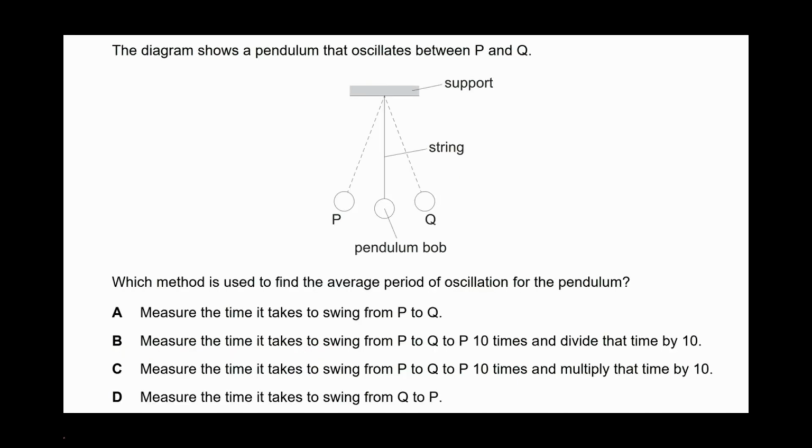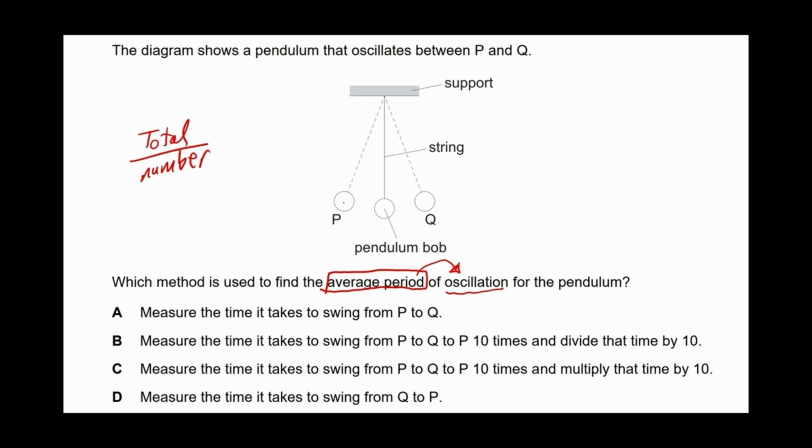Now, to measure the time interval, look at the diagram. We have here the pendulum is swinging between P and Q. Which method is used to find the average period of oscillation for the pendulum? Look here. The average period, average means total over number. Don't forget this. The average period of oscillation means we need to get the time taken for one oscillation, the average time for one oscillation.